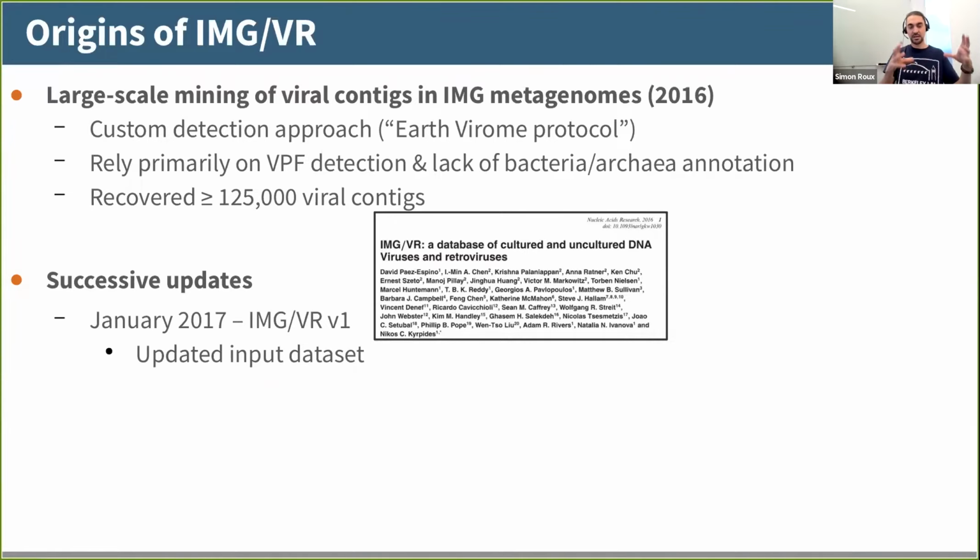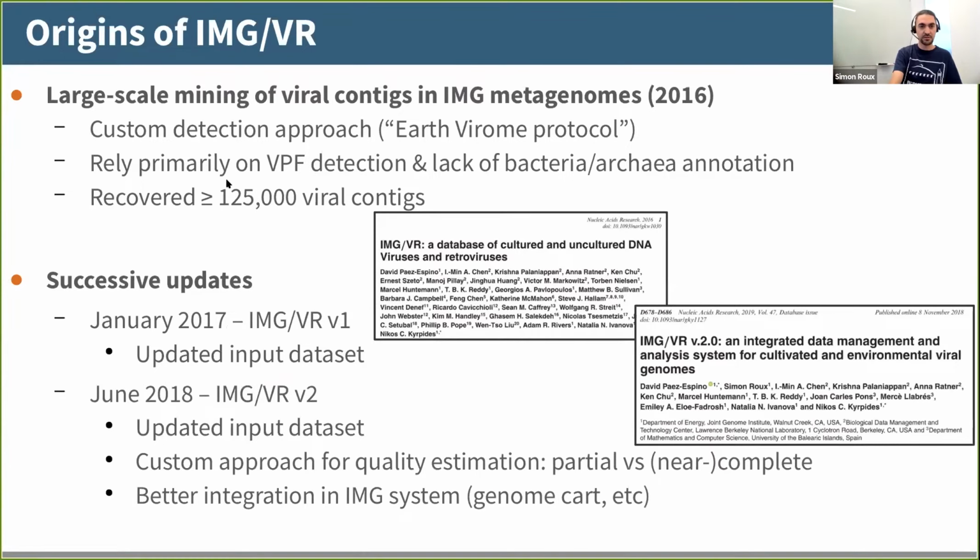Basically, IMGVR is part of the big IMG family, but it's like a separate portal that gives you access only to these contigs that we deemed most likely to be viral. The first iteration came in January 2017, with an updated input dataset from the 125,000. Then in June 2018, we released version 2. Again, an updated input dataset, which means more public metagenomes had come in, so we mined them and added all the contigs to the pile.